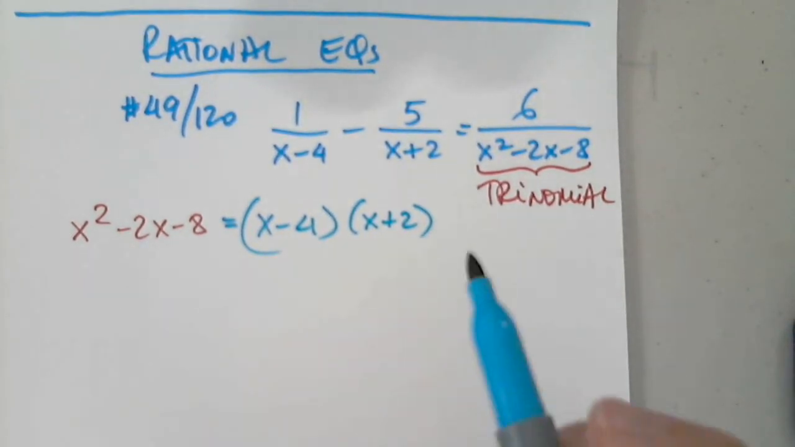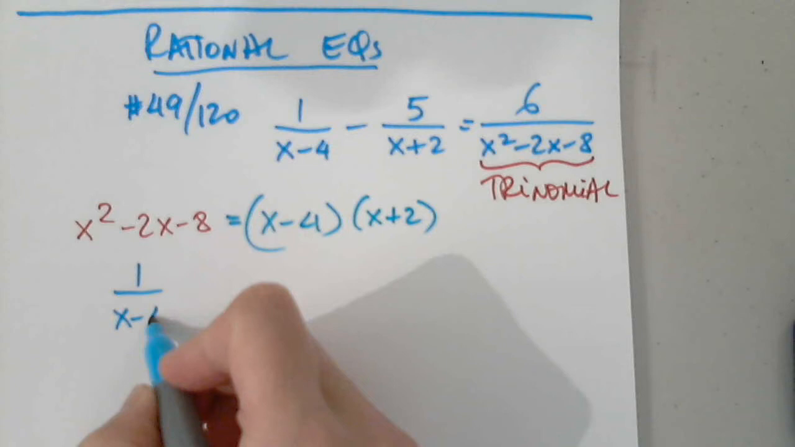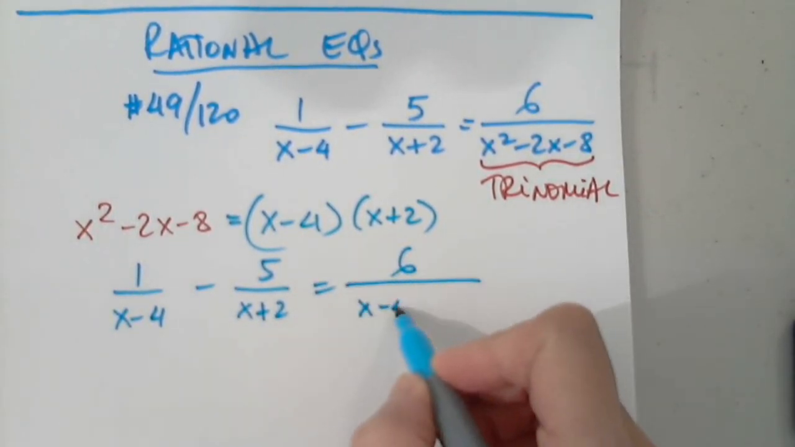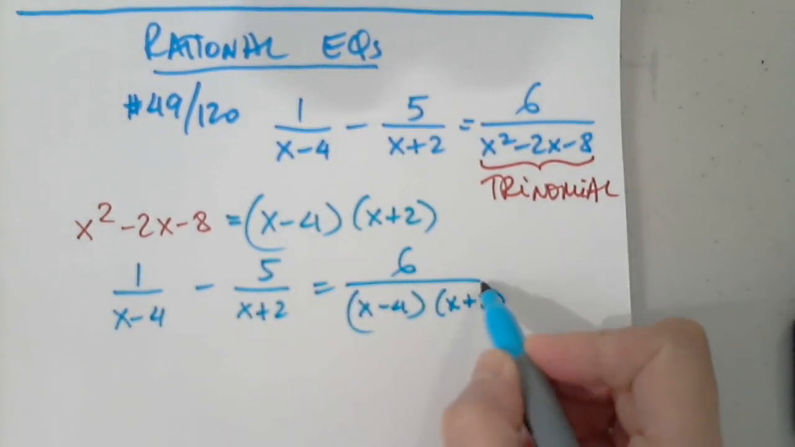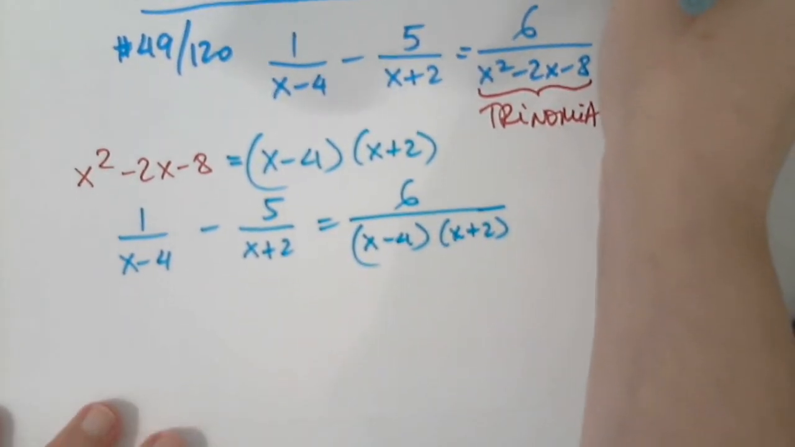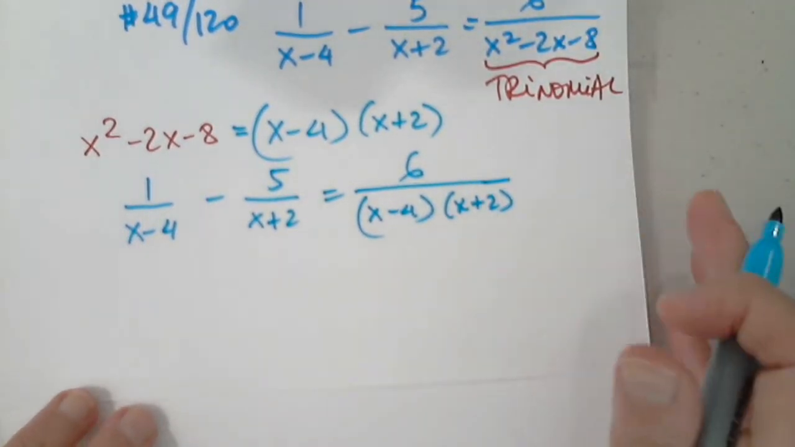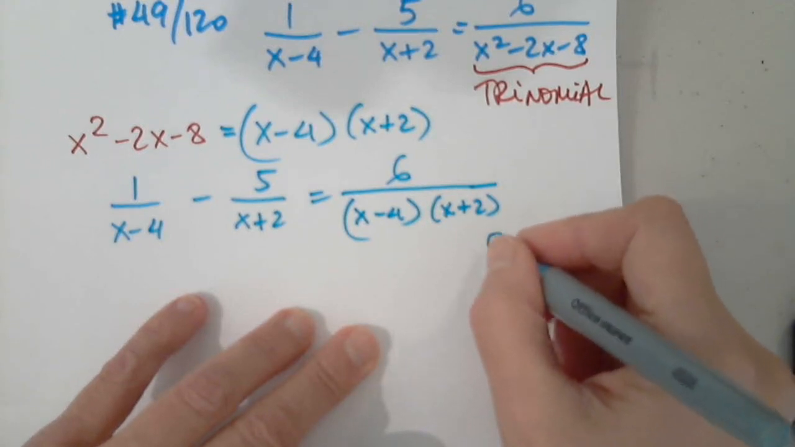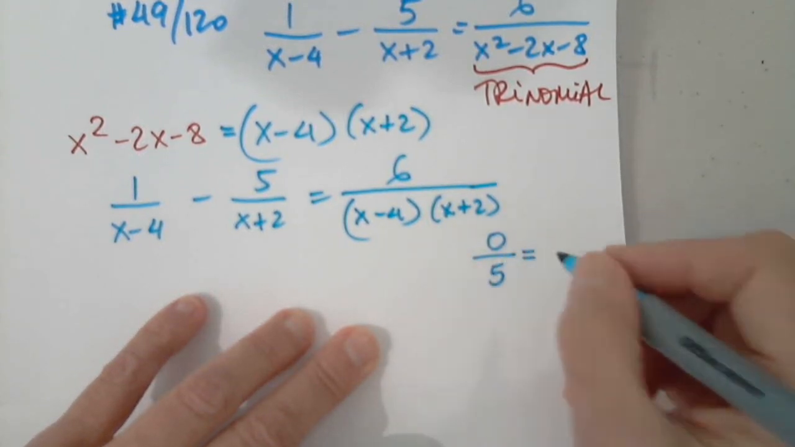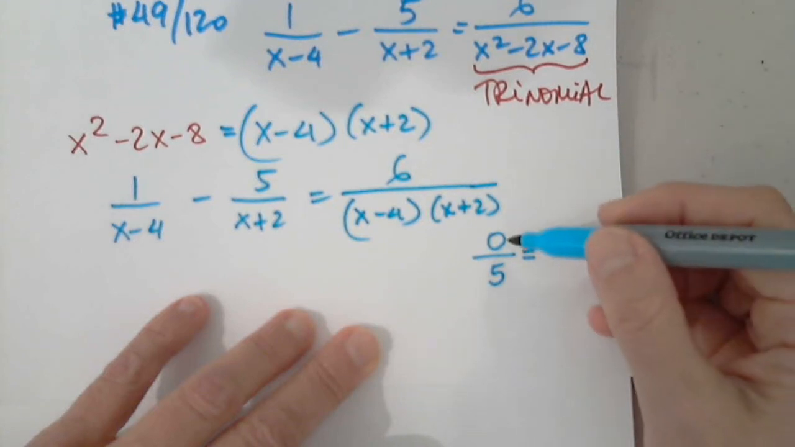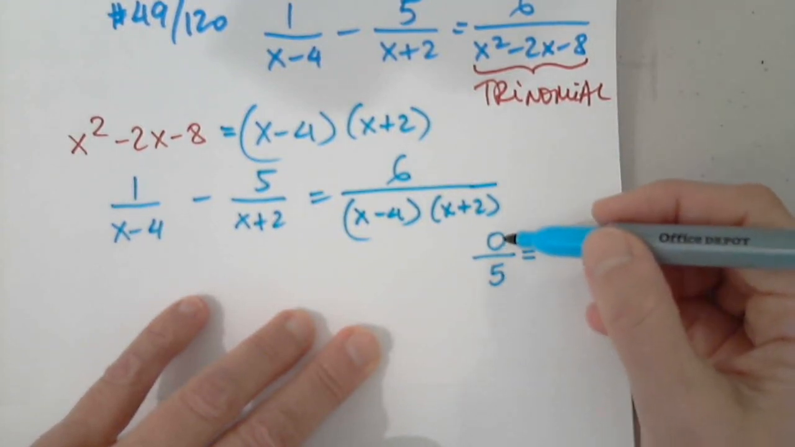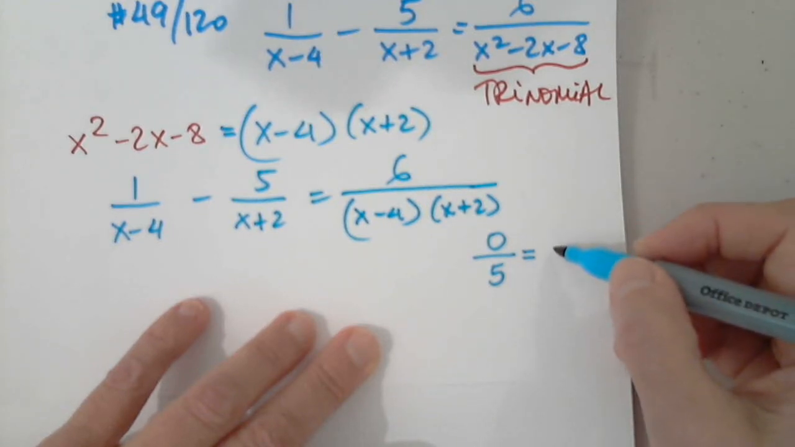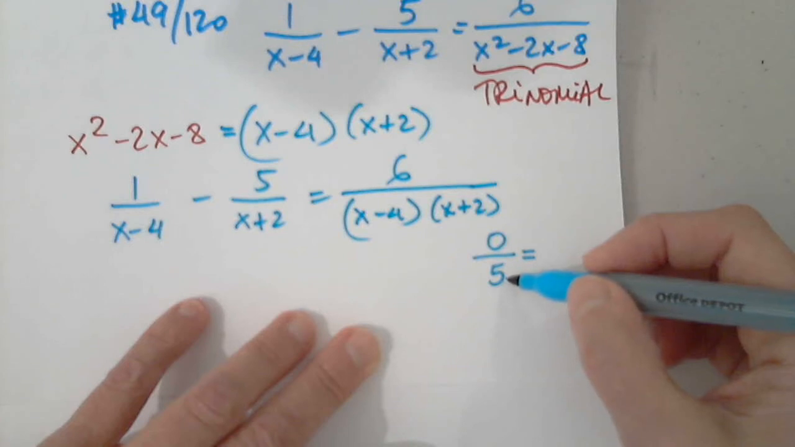Okay. So then the equation becomes 1 over x minus 4 minus 5 over x plus 2 equals 6 over x minus 4 times x plus 2. And here is a side question for you. If I want to divide 0 by 5, for example, what do I get? Before you answer, I have $0 and I choose 5 of you to share my 0 with. How much will you get from my 0? I want to divvy up my 0 into 5.